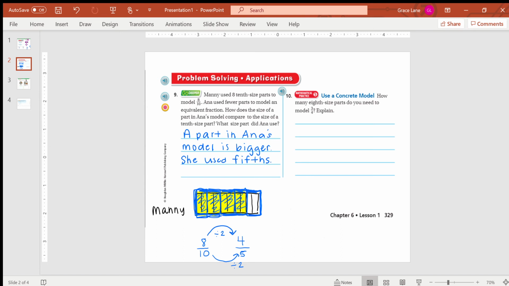Okay. Then number 10 says, how many eighth size parts do you need to model 3/4? Explain. So go ahead and draw 3/4. You can draw another rectangle.